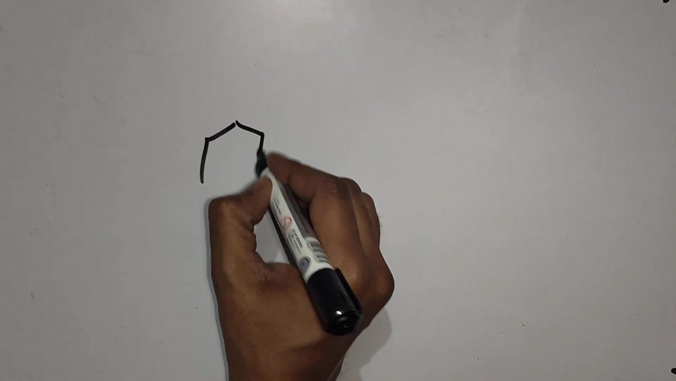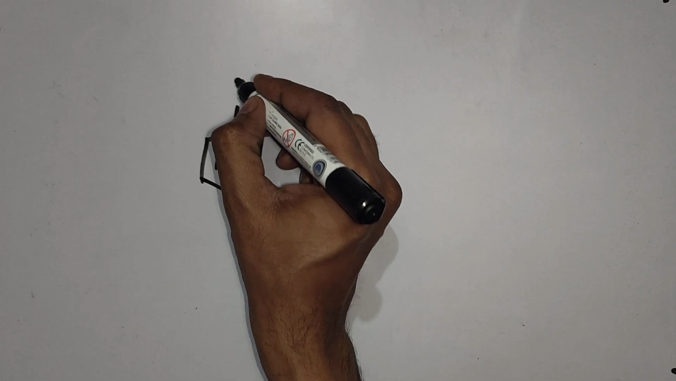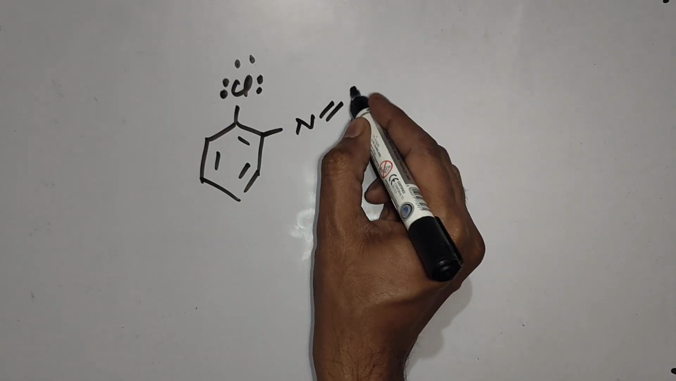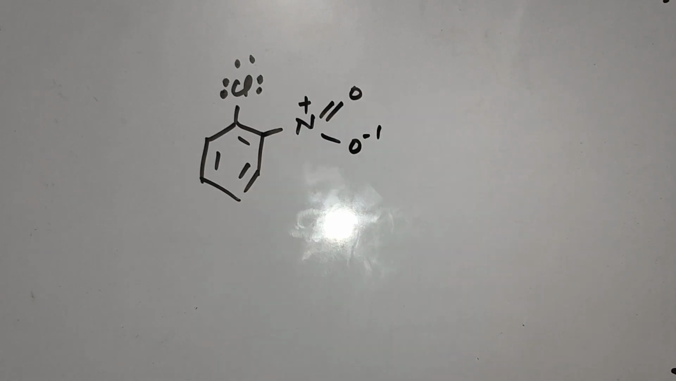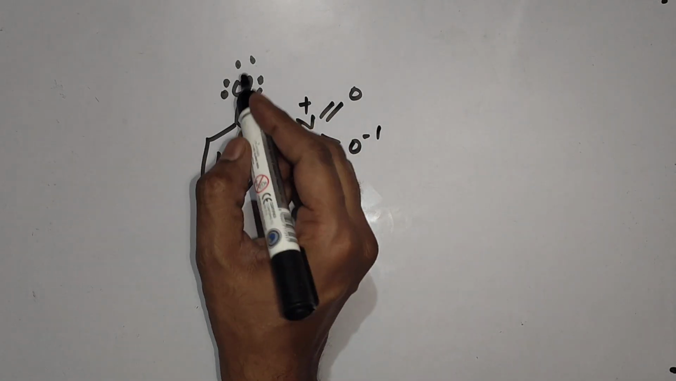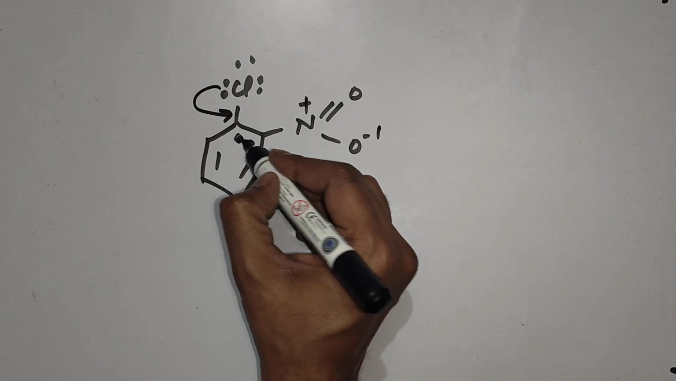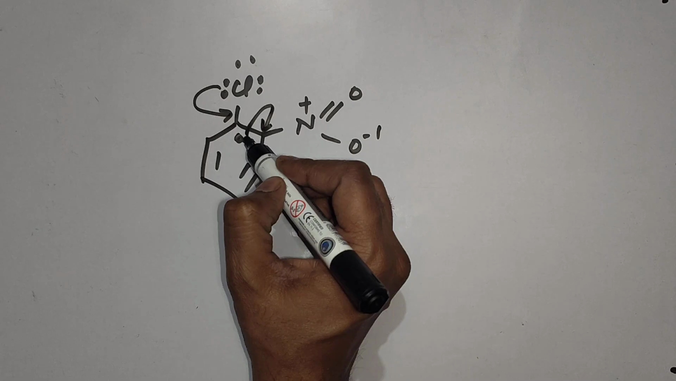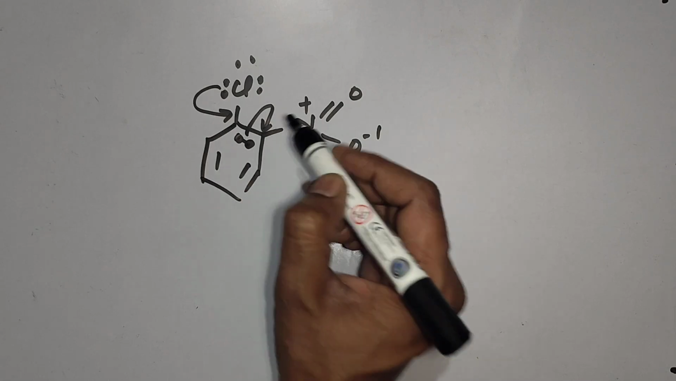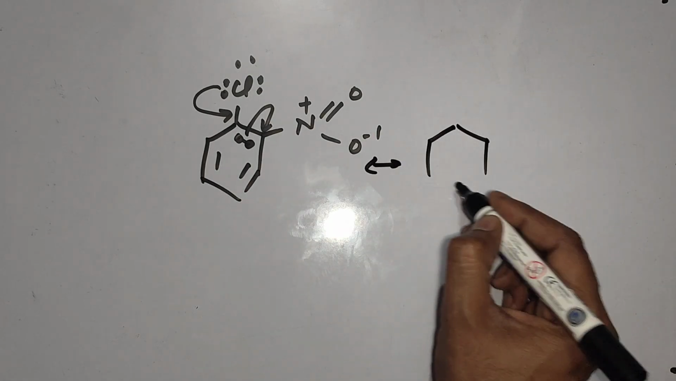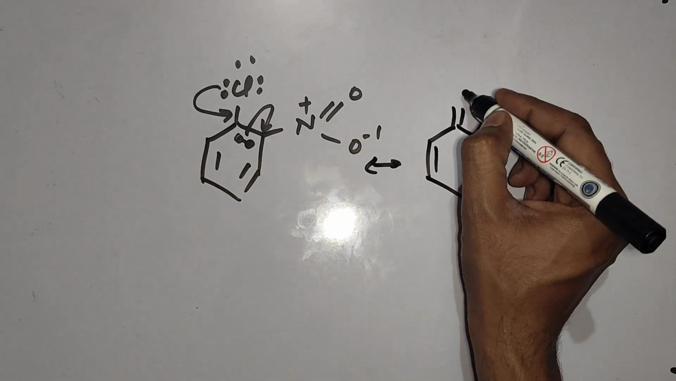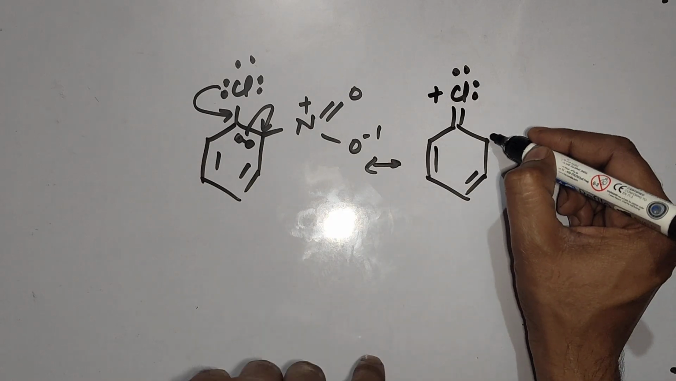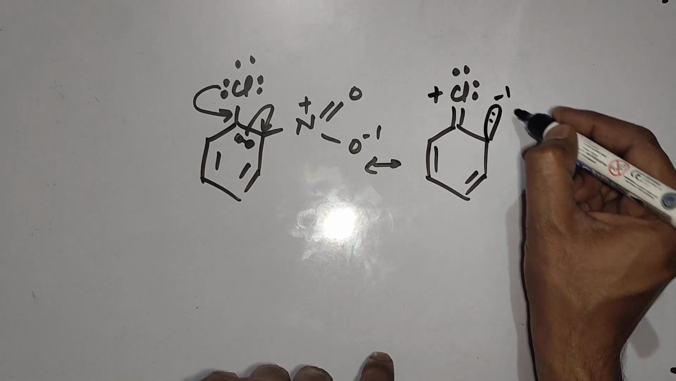For example, I have a chlorobenzene with me, and suppose a nitro group is present here. So if I draw its resonance, it will be like this. Pi electrons will shift toward this carbon. These electrons are coming for resonance, and obviously they will be pushed toward this carbon. The next structure will be this. Chlorine will make two bonds now, carrying a +1 charge, and these electrons will come on this carbon as a negative.